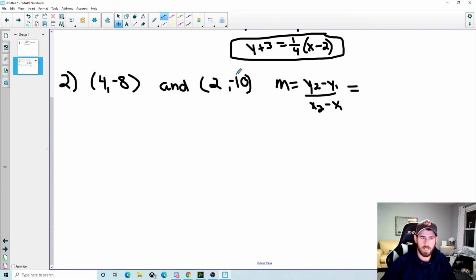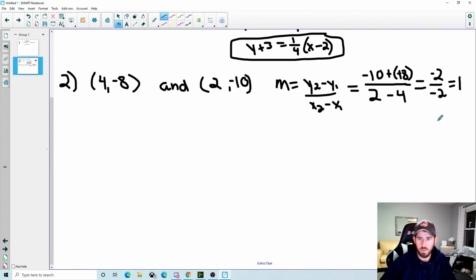Again, I normally use the second one as the second point. So y2 is negative 10 minus y1, which is negative 8. And then x2 is 2 minus x1, which is 4. So then we just do the math here. This double negative turns into a positive, so I get negative 2 on top and negative 2 on the bottom. Made it easy on you. So we're just going to get 1 for our slope. I made it easy just to show the example of taking this a step further.